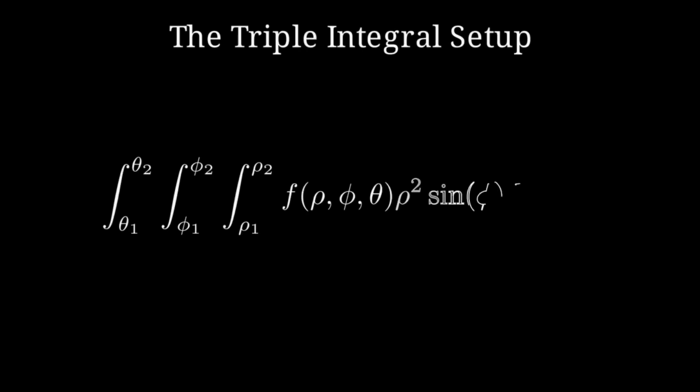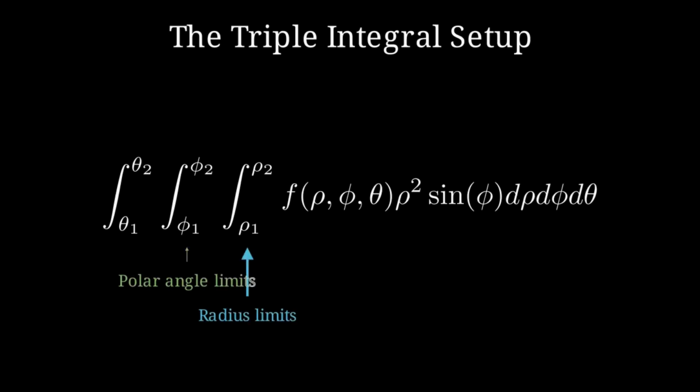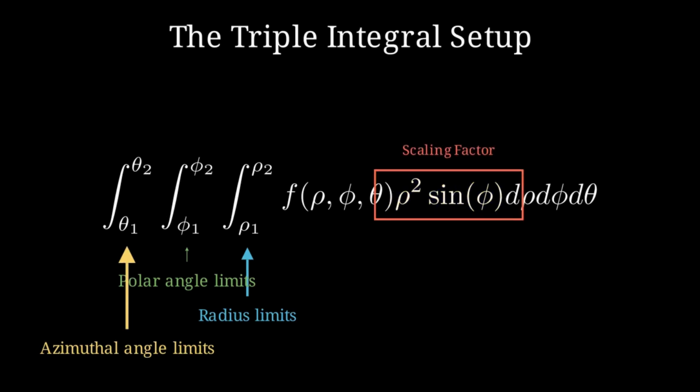The general setup involves nested integrals. We typically integrate with respect to ρ first, then phi, and finally theta. The order can be changed, but keeping the Jacobian factor next to the differentials is standard practice for clarity.